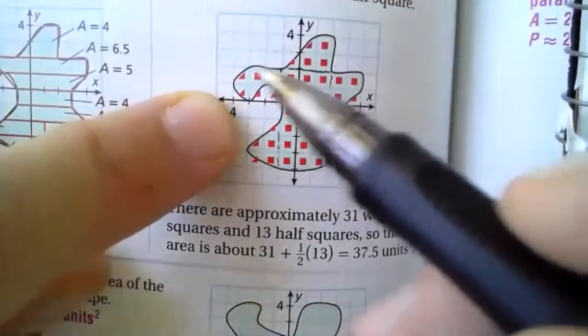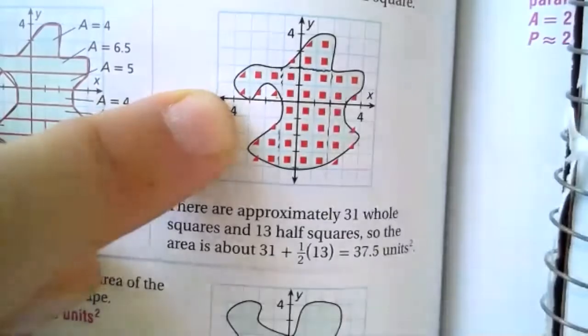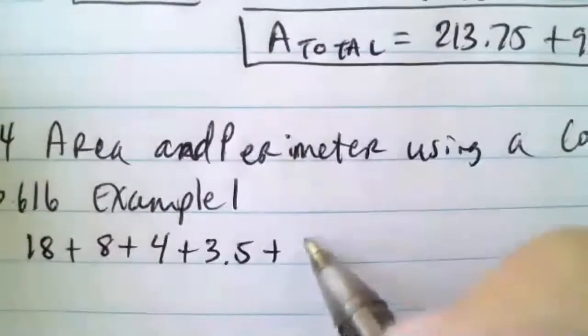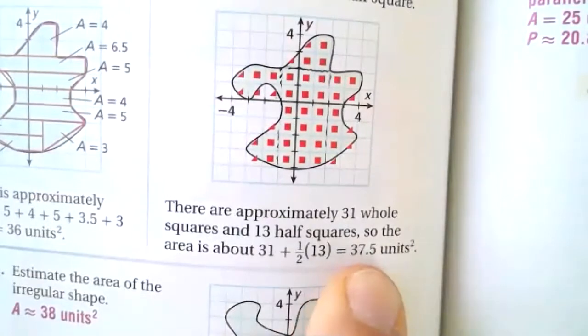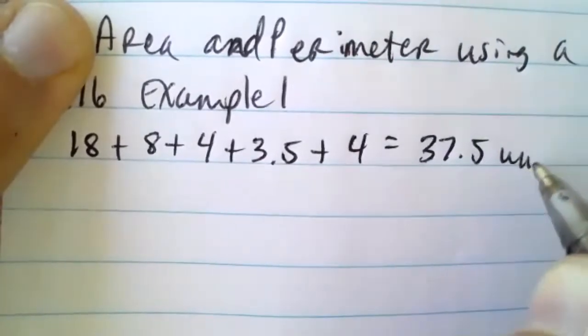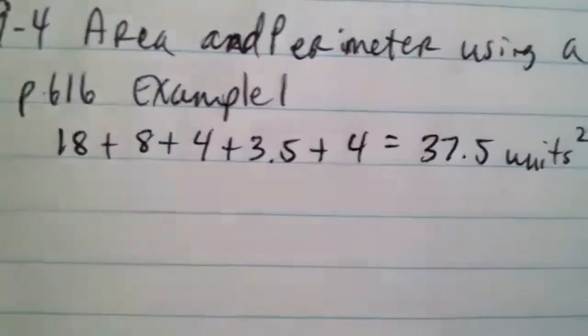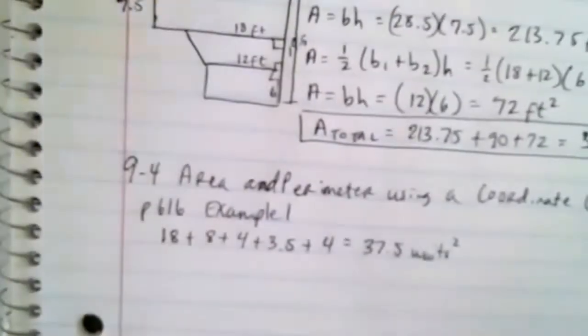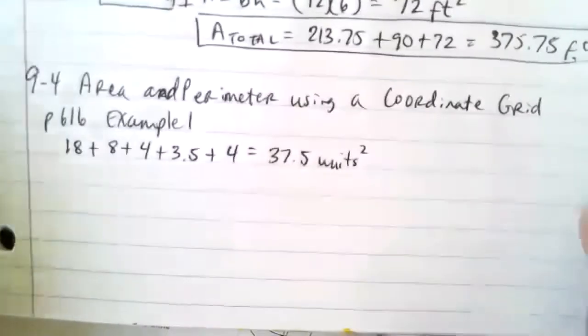This little arm looks like a ghost. Kind of 1, 2, 3, 4. So 4 over there, okay, plus 4. So if we add all that together, we should get 37.5 units squared. So that's going to be 37.5 units squared, okay? Now we're going to finish up this little section here. And like I said, I can't really do this correctly without coordinate grids.